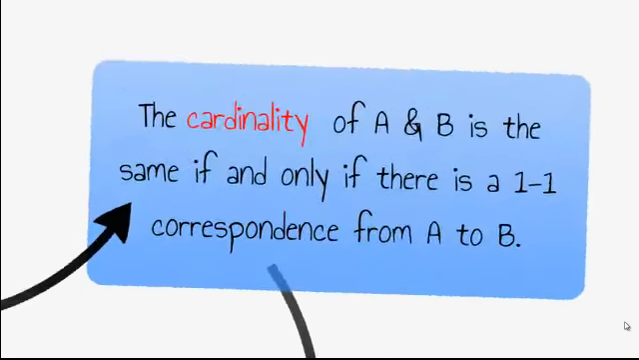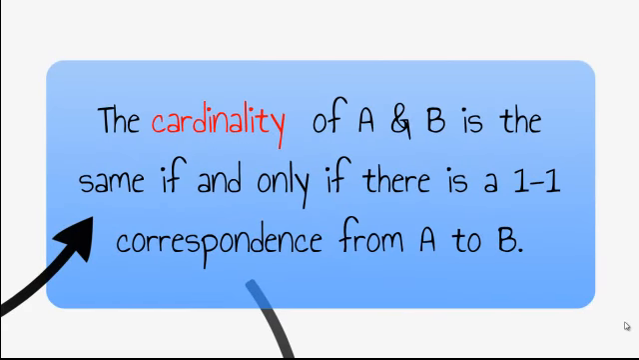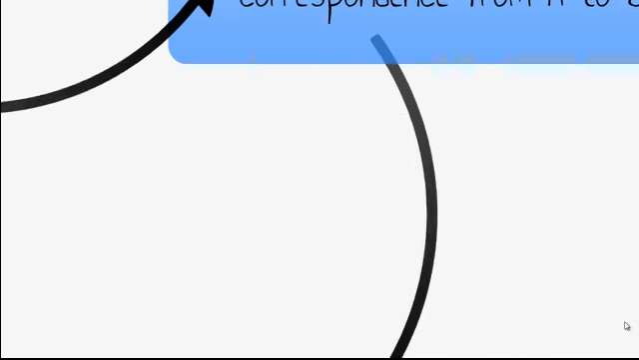What is cardinality? The cardinality of A and B is the same if and only if there is a one-to-one correspondence from A to B, where A and B are both sets.